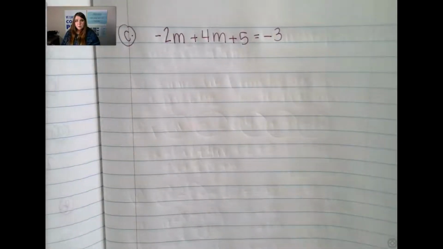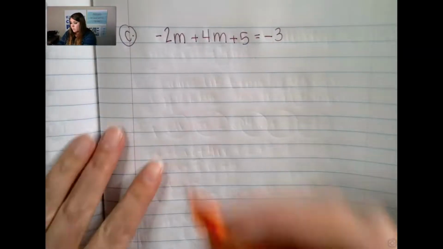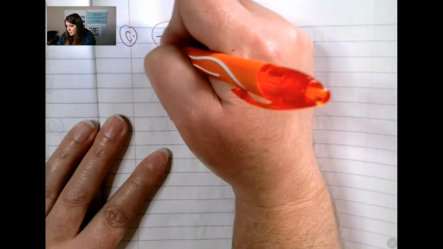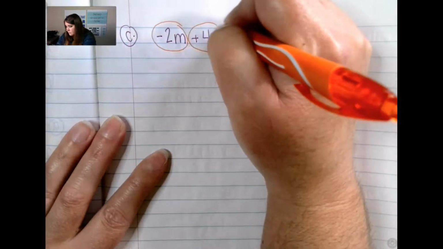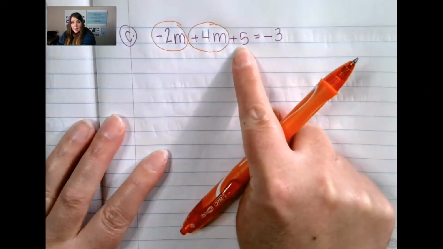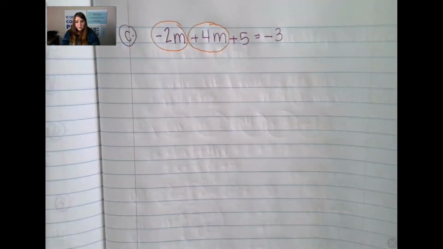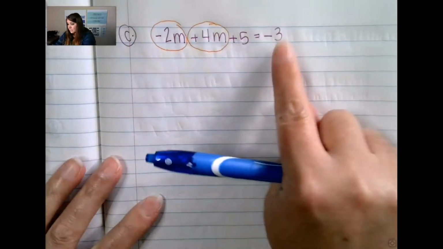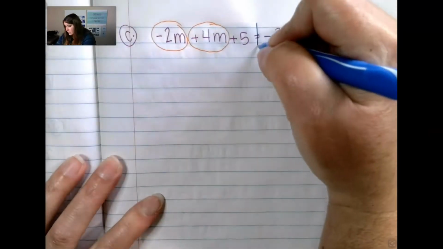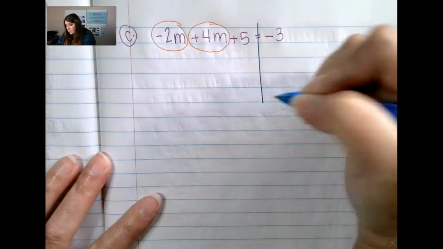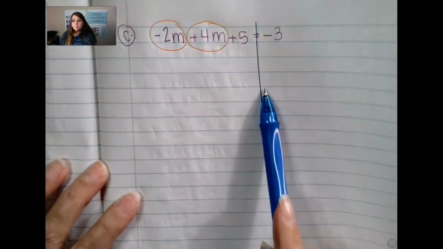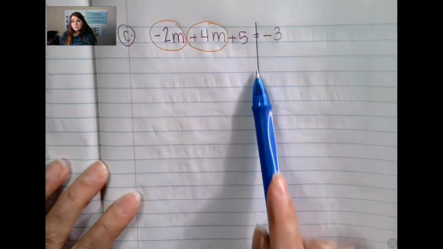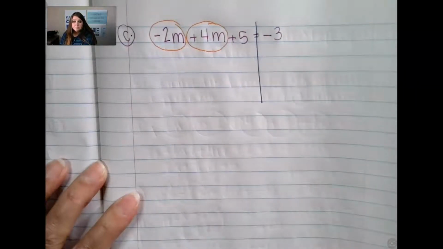All right, so first, let's combine like terms. So step 1, combine those things that are the same. I have a negative 2m. I have a positive 4m. This is not an m, so I don't need to combine it. And this negative 3 is on the other side of the equal sign, so I don't need to combine that with anything. Okay, so put that block up so you don't go over there.